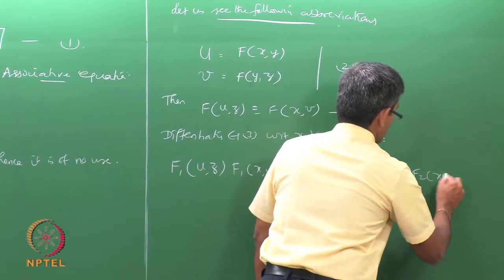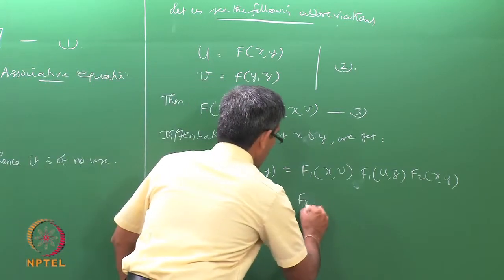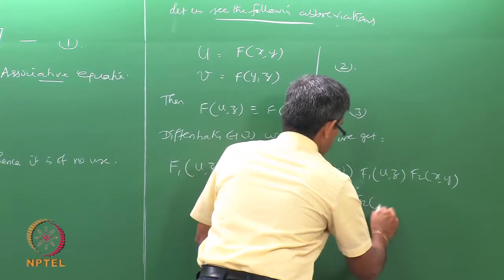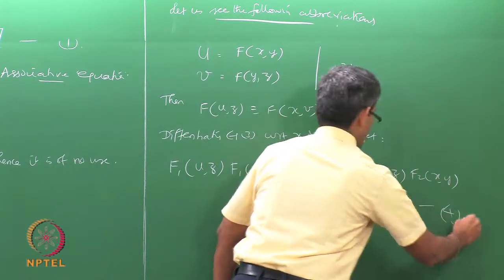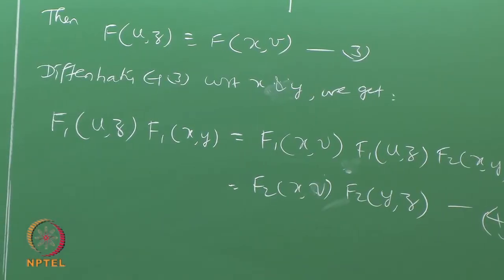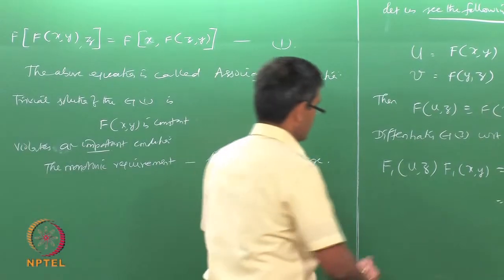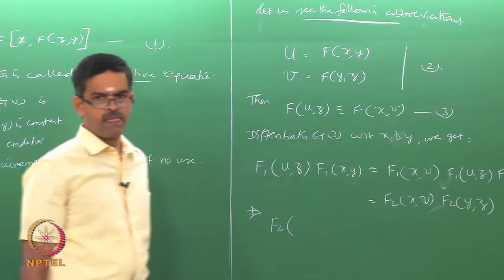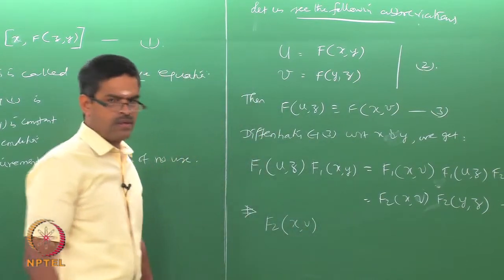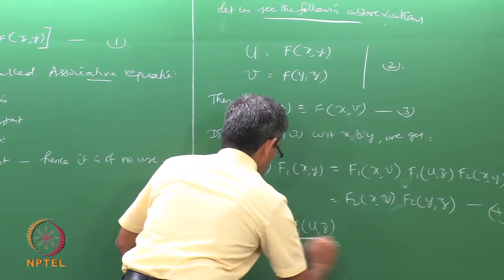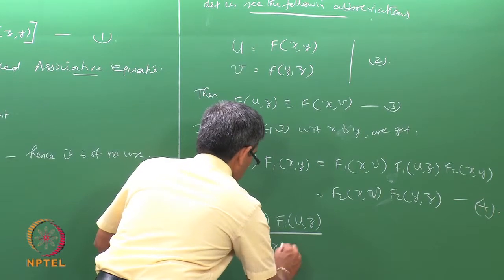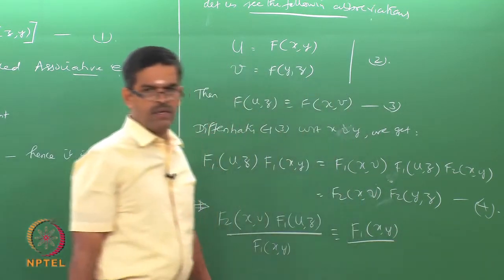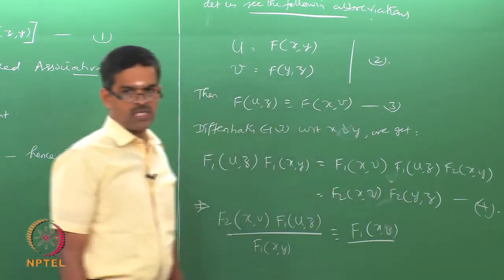Yes, we have to have the differentiation also, which can be further said as f2 of xv and f2 of yz. Now, the above equation after differentiating equation 3 will lead to the following statement. What we infer from equation 4 is f2 of xv, f1 of uz by, let us say, f1 of xy is the same as f1 of xy, with v in place of y, f1 of xv, f2 of xy.